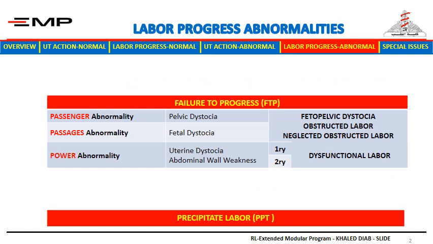Labor progress abnormalities may be either failure to progress or precipitate labor. Failure to progress is a clinical term. With deviation from the norms, labor is characterized by slow progression, protraction, and eventually labor arrest.